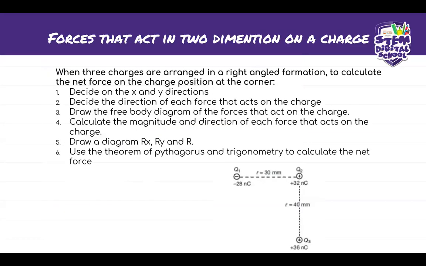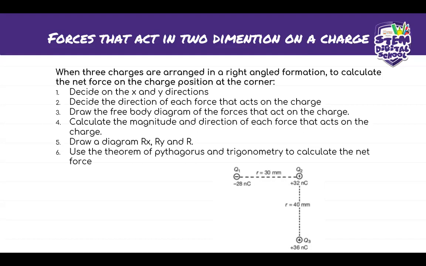And then now we move to forces that act in two dimensions on a charge. So they say here, when three charges are arranged in a right angled formation, to calculate the force on the charge positioned at the corner: number one, you need to decide on the X and the Y direction. Number two, you need to decide the direction of each force that acts on the charge. Okay, so the direction you must know, if this one is positive, this one is negative, etc. Number four, you need to calculate the magnitude and direction of each force that acts on the charge.